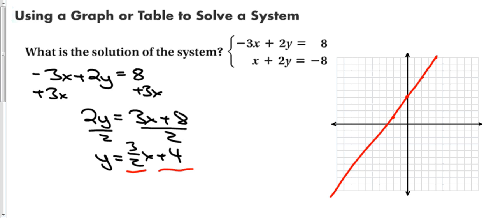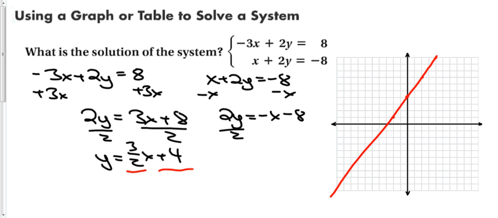My next equation is x plus 2y is equal to negative 8. I'm going to put this into slope-intercept form, and I'm going to subtract x from both sides. 2y is going to be equal to negative x minus 8. Divide by 2. So y is going to be equal to negative 1/2 x minus 4. Let's graph this one in blue. So my intercept point is now going to be negative 4. So I put a dot right there.